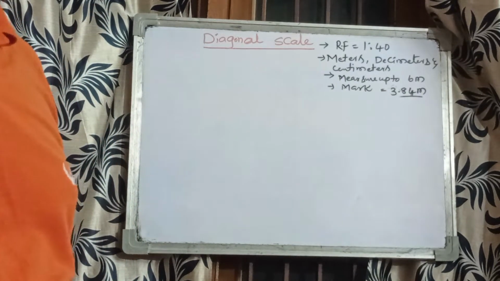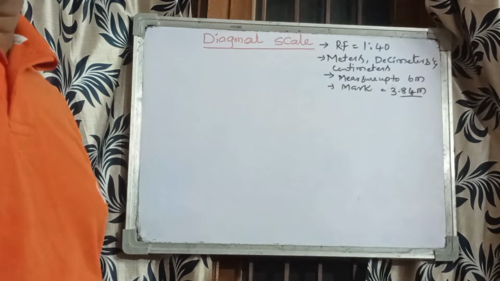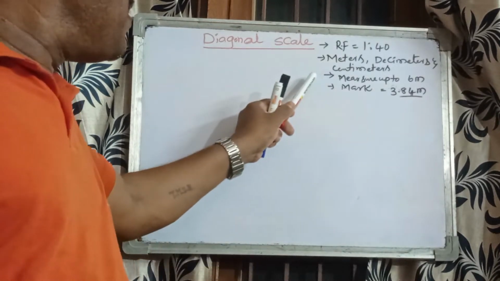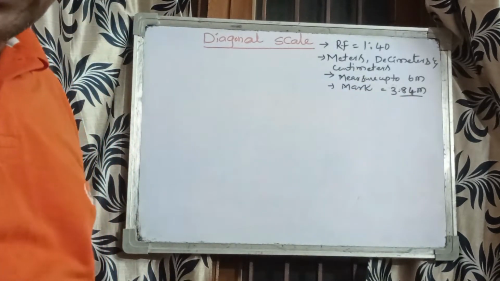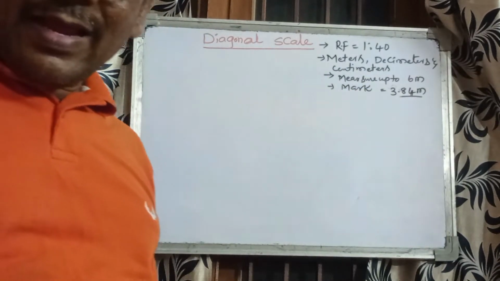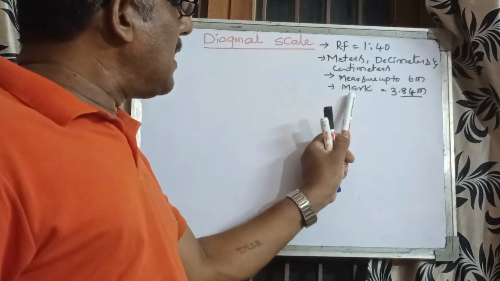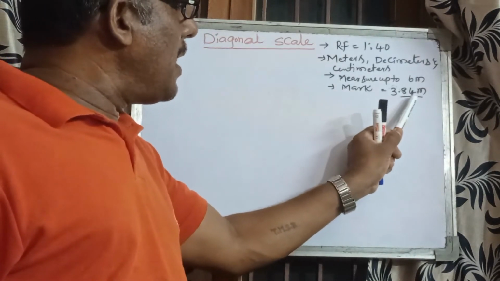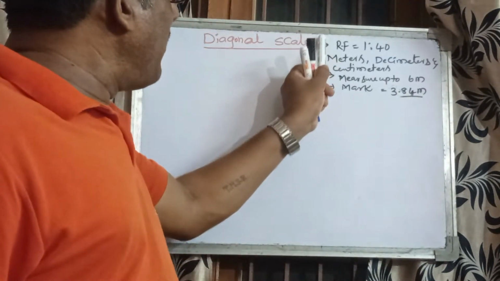And long enough to measure up to 6 meters. So the maximum length of the scale is given as 6 meters. And show a distance on it marked 3.84 meters. So this we have to show. So this is the given data.